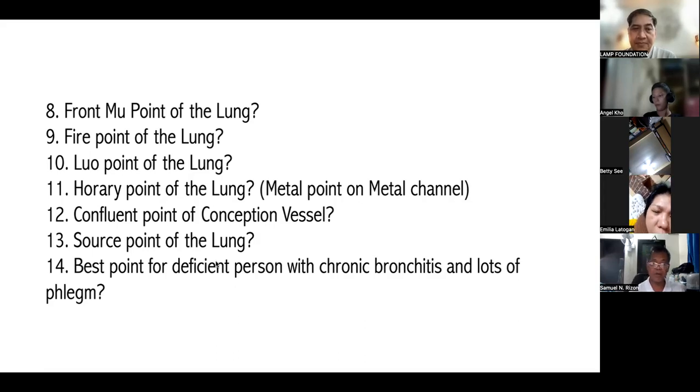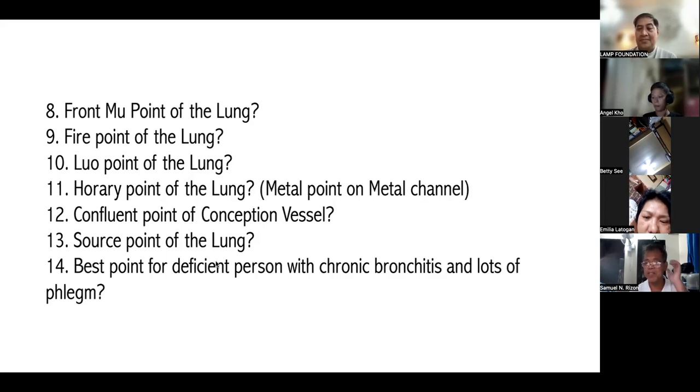Source point of the lung. Yeah, the source point of the lung, I think it's no, sorry. The source point of the lung is lung 9. Okay, number 14. Lung 9. This is good for chronic and deficient problems, and best point for phlegm. So that's also the answer for number 14.